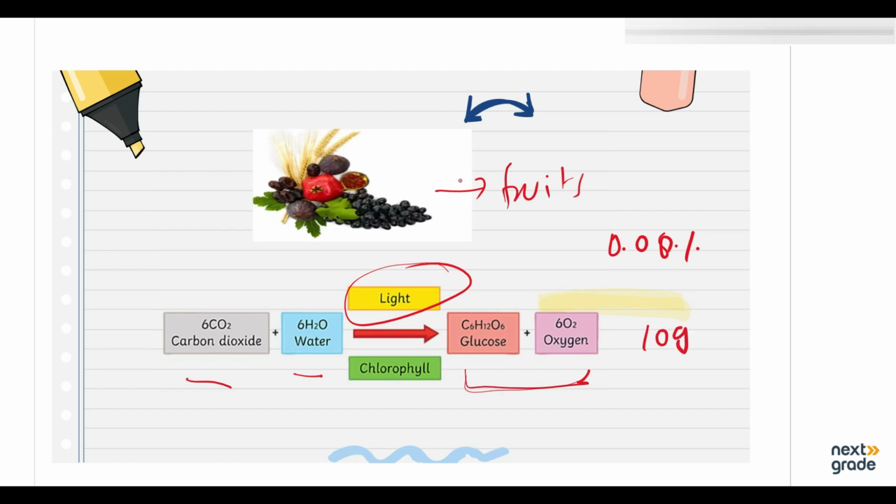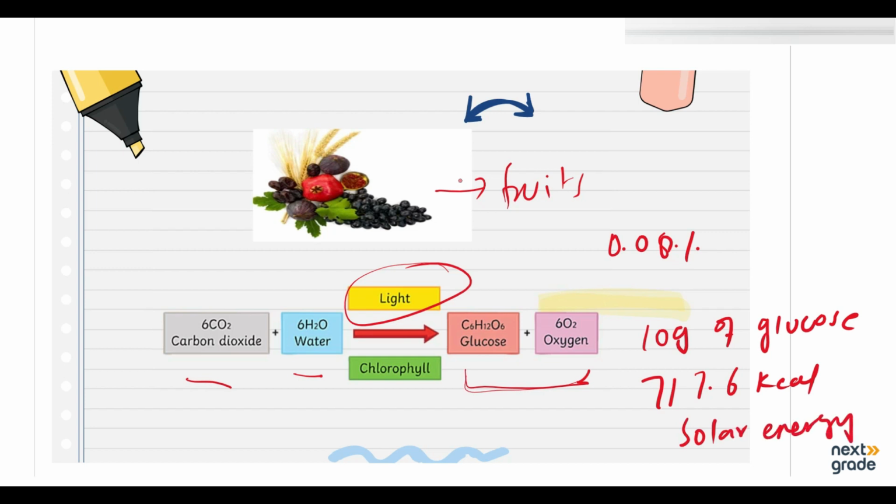If 10 gram of glucose is synthesized, then 717.6 kilocalorie of solar energy is needed. It's noteworthy, right? This energy is stored in the glucose molecule as chemical energy and becomes available to all organisms when it is oxidized in the body.